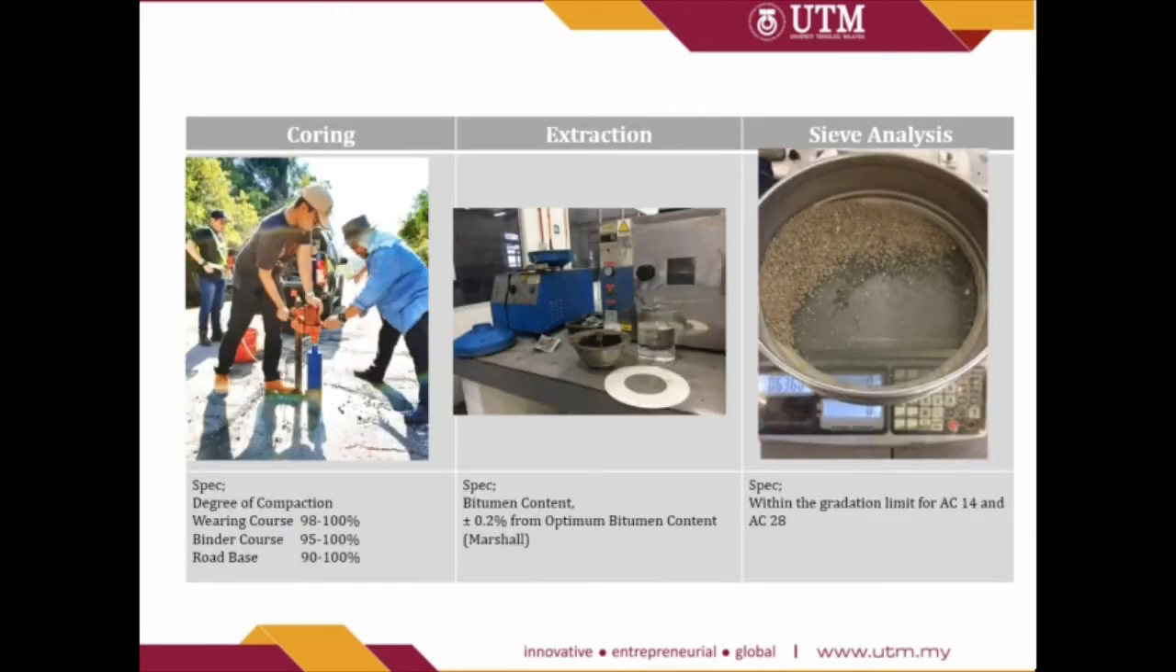These are the tests involved in the quality checking of the paving works: the coring for the compaction evaluation, extraction test for the bitumen content, and sieve analysis for the aggregate gradation. Now, let's have a look at the detailed calculation.